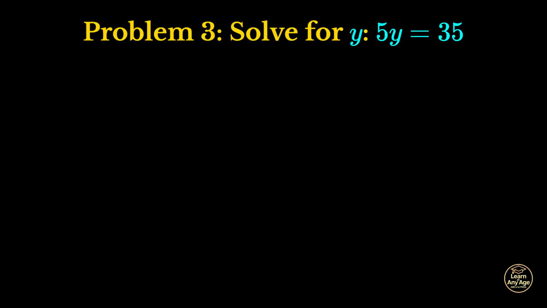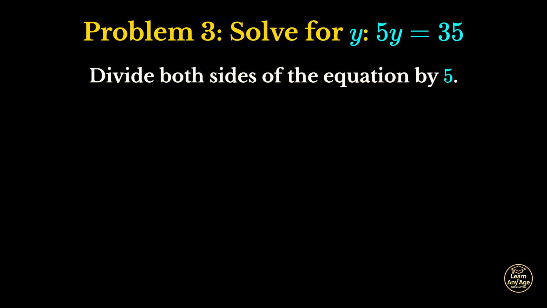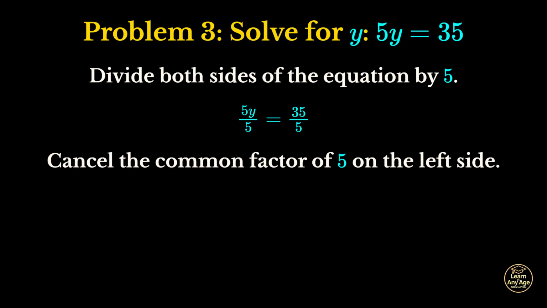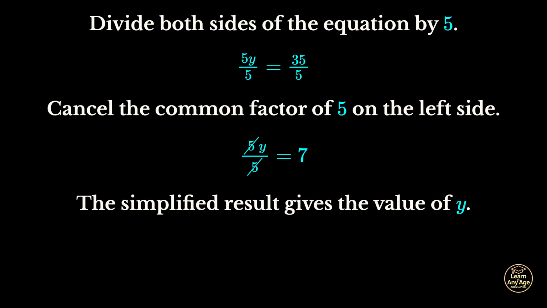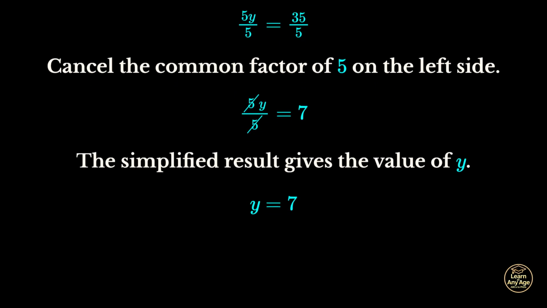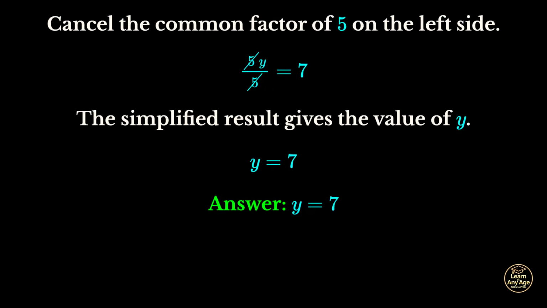Problem 3. Solve for y, 5y equals 35. Divide both sides of the equation by 5. 5y over 5 equals 35 over 5. Cancel the common factor of 5 on the left side. y equals 7. The simplified result gives the value of y. Answer: y equals 7.